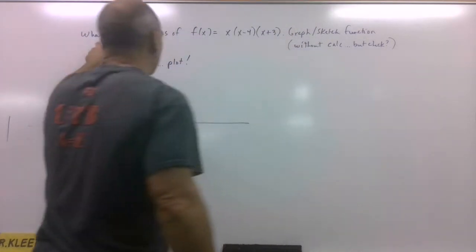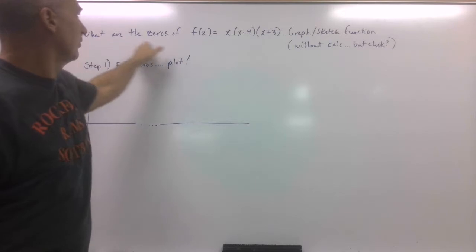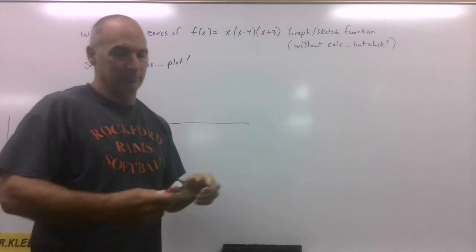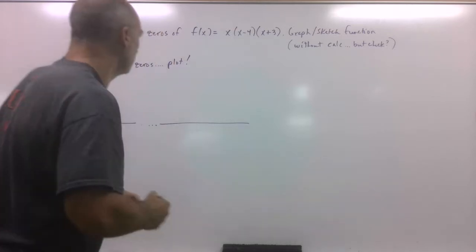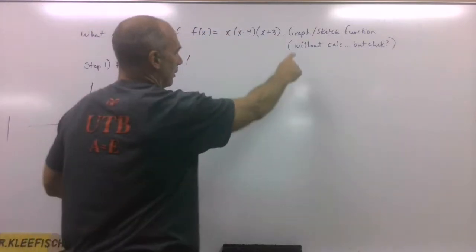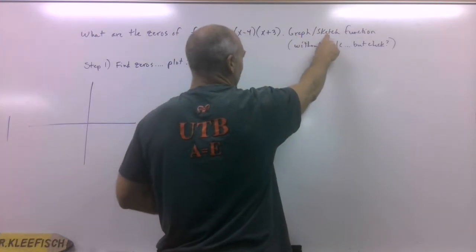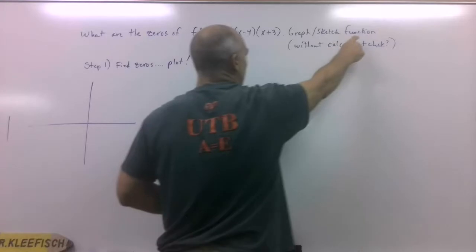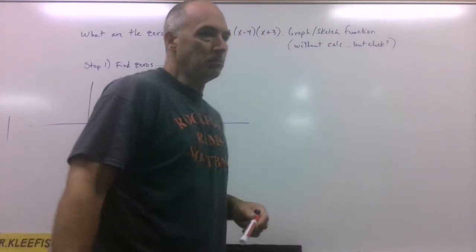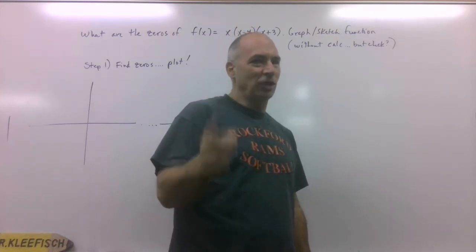So, it starts out with kind of a review question. It says, what are the zeros of this function? Like, wait a minute, this is review. So step 1, oh, I forgot to read the instruction. Then graph/sketch. That means it doesn't have to be perfect, but it should be pretty accurate, the function. And you're supposed to do this without a calculator, which means decimals, but you can use it to check your work.